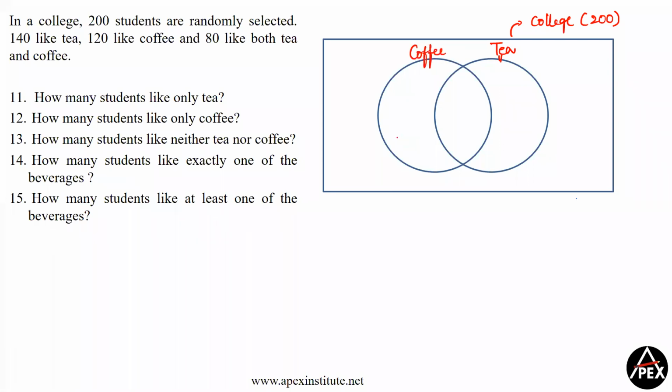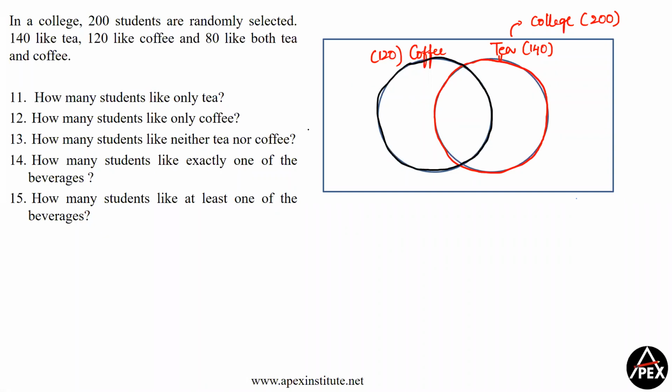Now it is given that 140 students like tea. So this entire circle represents 140 students, isn't it? Yes or no? Quick responses. Did you understand this? 140 like tea. So all the students inside this circle like tea, and 120 like coffee. And this entire circle represents the students who like coffee.